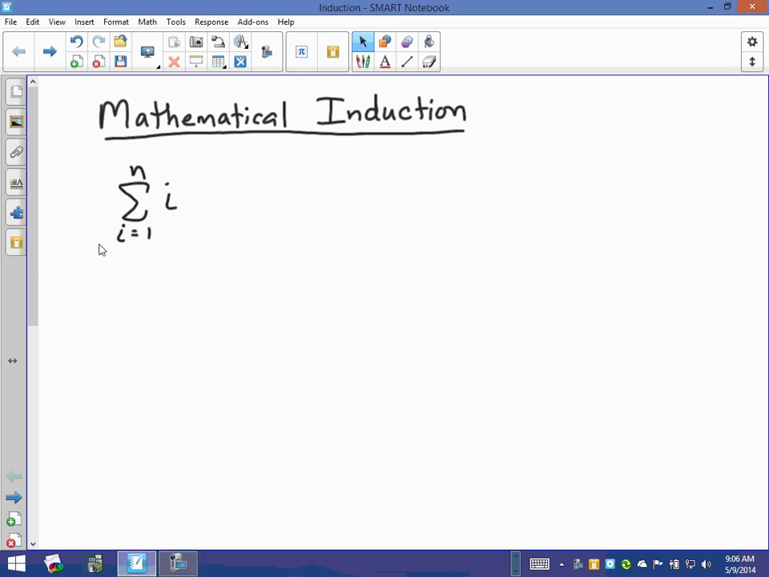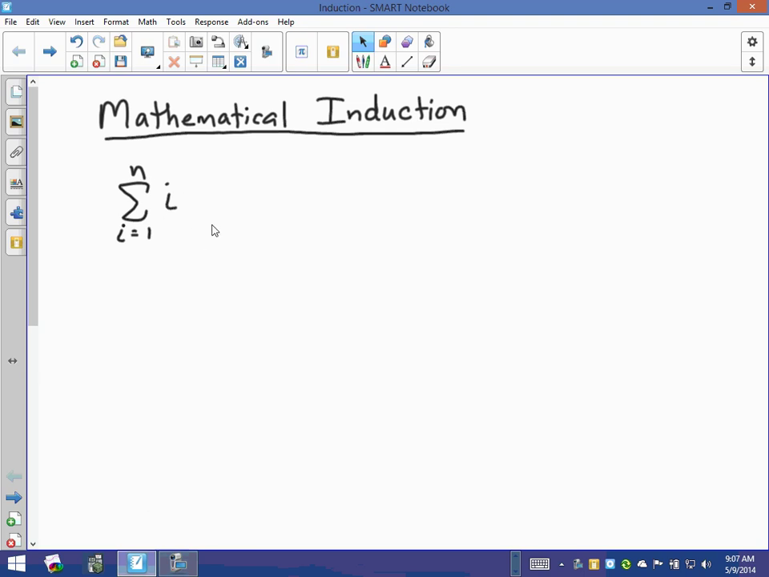And the proper way to read this notation would be the sum. This is the Greek letter sigma. It's the uppercase version of the Greek letter sigma, which really means sum. And I is going to be our indexing variable, and we're going from 1, which is our lower bound, to n, which is the upper bound, and our expression is I. So the way to read this would be the sum as I goes from 1 to n of this expression.